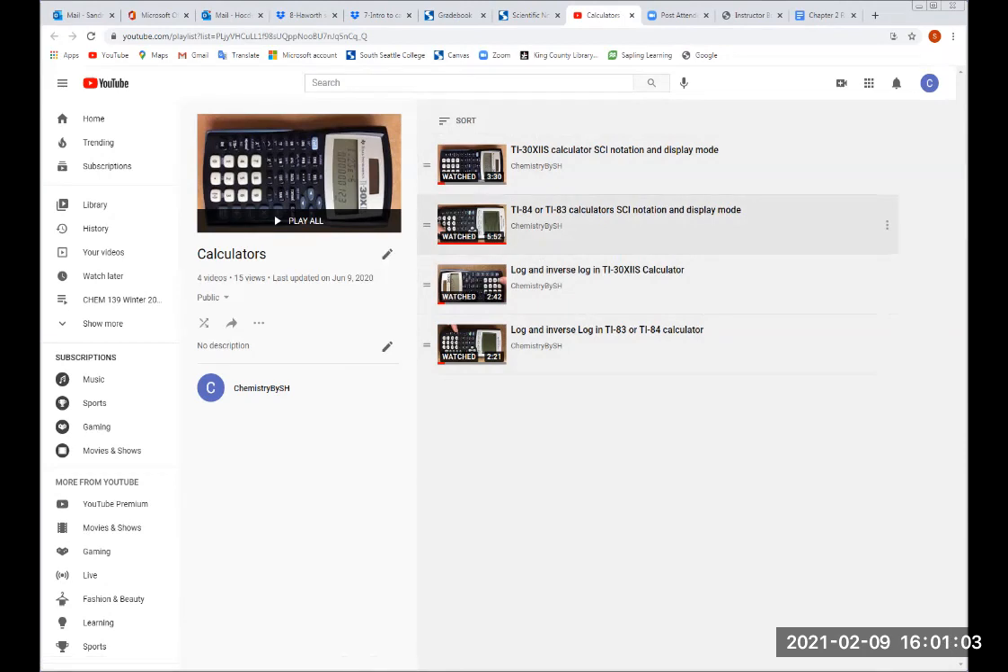It is important that you know how your calculator works. Very important. So please take the time to watch these videos if you have these calculators. And if you need help with your calculator, show me a picture of your calculator, and then I can help you know how to do the scientific notation and change the display mode. Or the best would be to do that in a Zoom meeting.